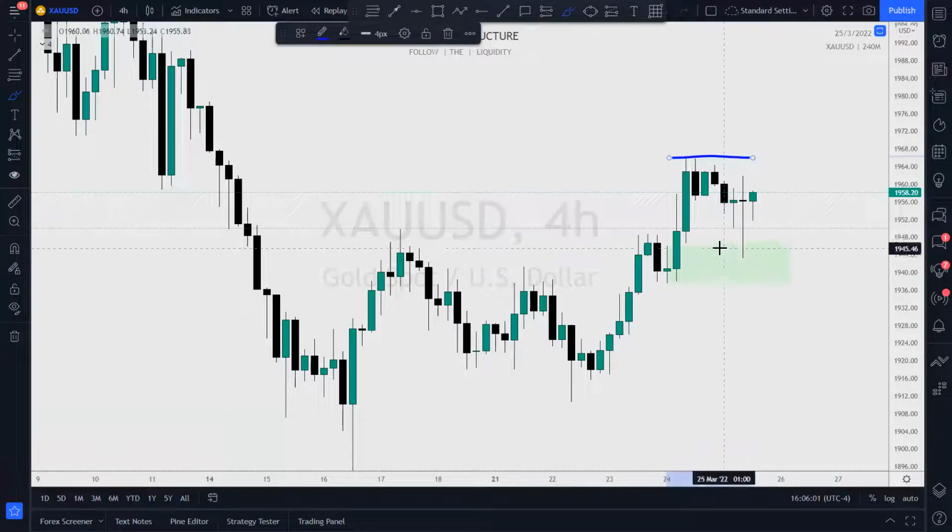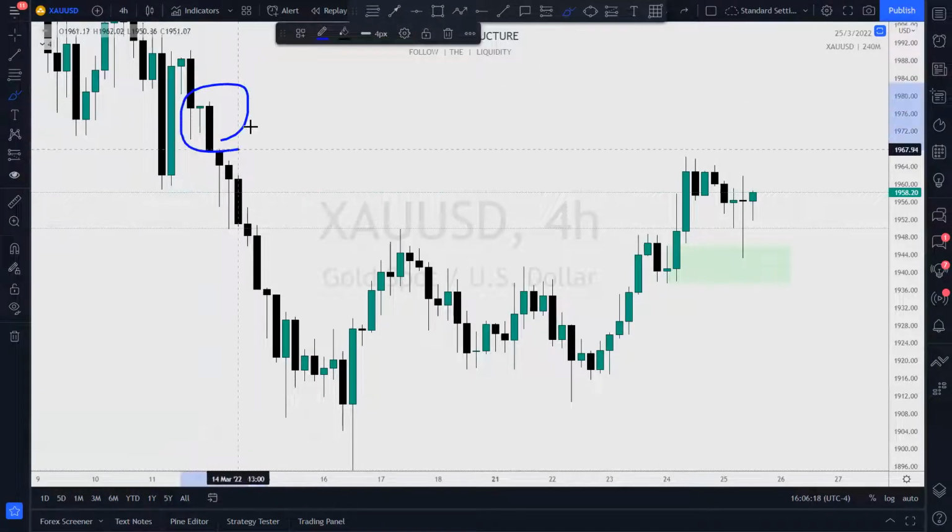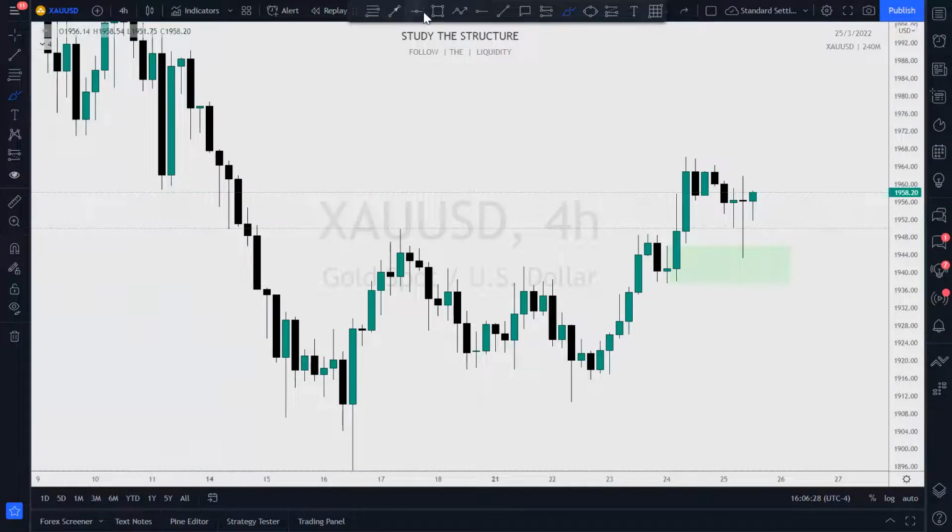As I believe price will target this high, I'm trying to make sure I understand what it is trying to accomplish as it targets that high. What is the real mission? So I'm coming all the way over here and I'm looking for an unmitigated zone of supply, an opposing zone of supply. So I'm looking at that area right there.